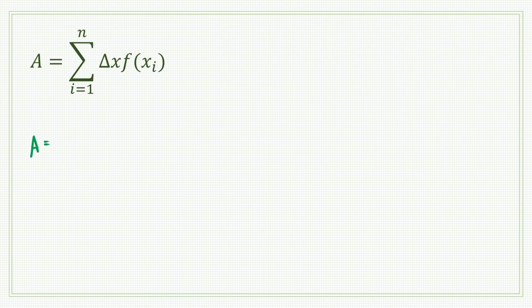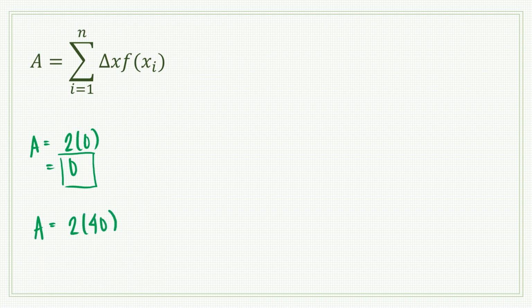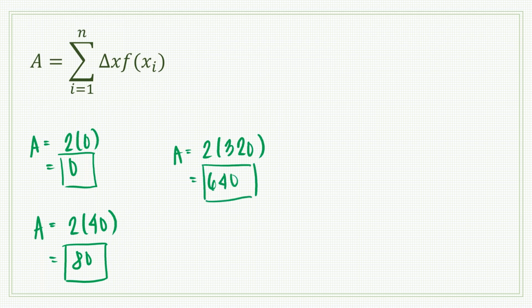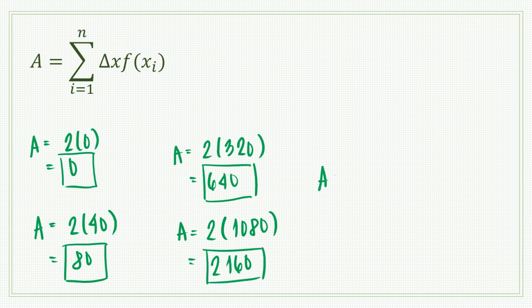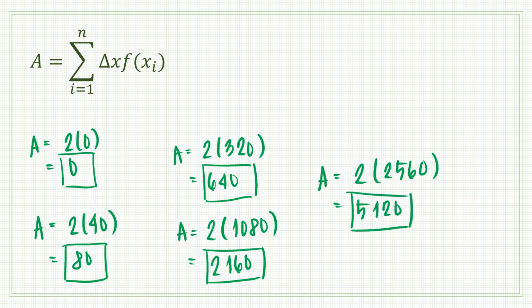So, 2 multiplied to 0 would be 0. 2 times 40 is equal to 80. 2 times 320 is equal to 640. 2 times 1080 is equal to 2160. And lastly, 2 times 2560 is equal to 5120. To get the total area using the left endpoints, add all the answers to get the area.